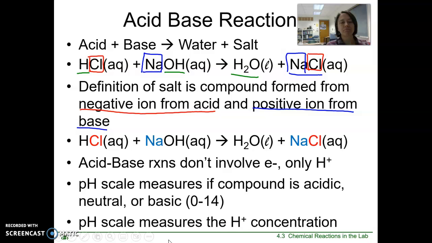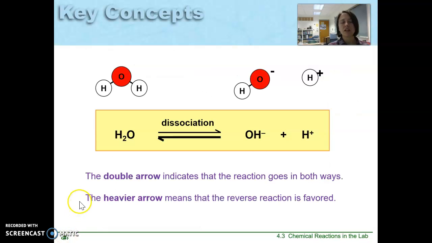And it's a logarithmic scale, so like a pH of 1 is 10 times more acidic than a pH of 2. And then a pH of 1 is 100 times more acidic than a pH of 3 because it's 10 times 10. Okay, just to recap, pH scale goes from 0 to 14.